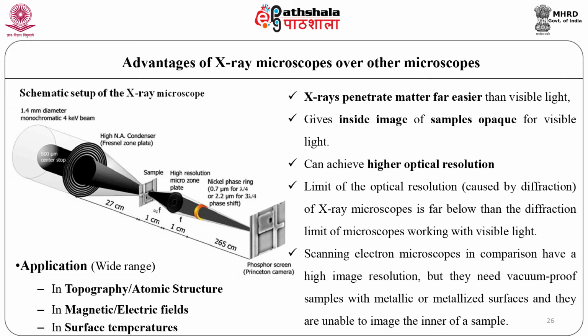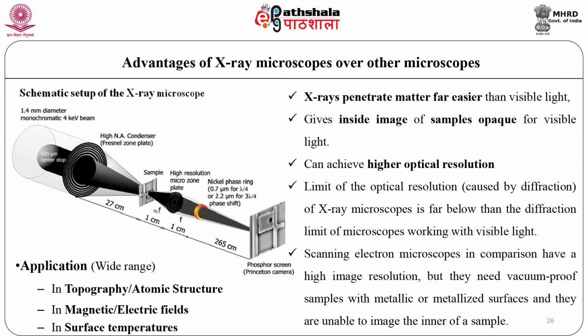Advantages of X-ray microscopes over other types of microscopes. X-rays penetrate matter far more easily than visible light, giving an inside image of samples which are opaque for visible light. An X-ray microscope can achieve higher optical resolution than microscopes using visible light, as the wavelength of X-rays is much shorter than visible light. The limit of optical resolution of an X-ray microscope is far below the diffraction limit of microscopes working with visible light.